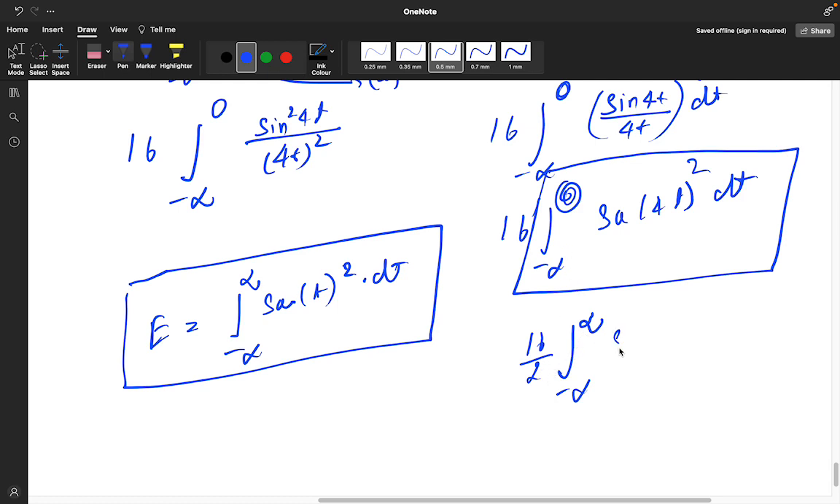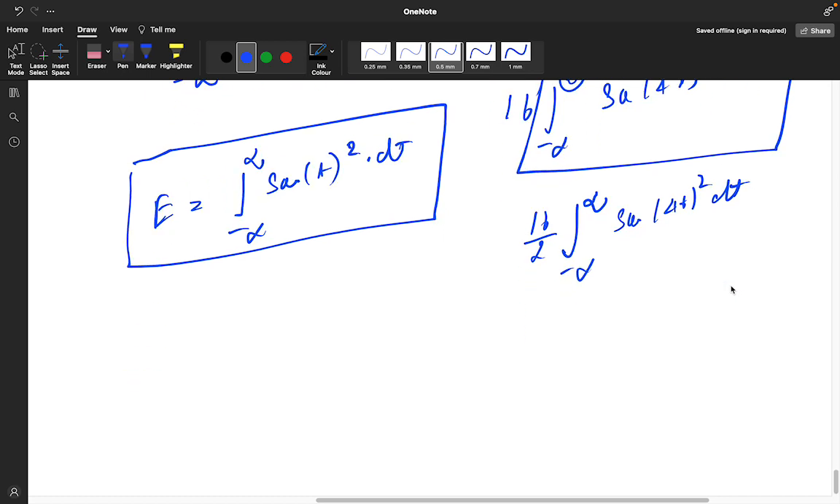Now you have sampling 4t the whole square into dt. But we know this is your energy signal. This will give you E, and the value is pi. But here something is missing. What is that something? We have a scaling factor. What is the scaling factor? That is 4.